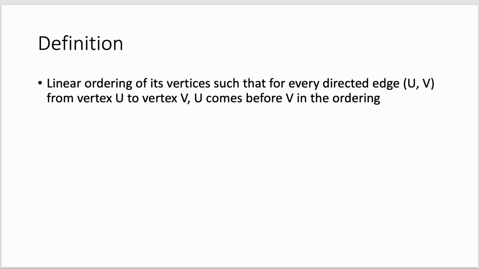It's a linear ordering of a graph's vertices such that for every directed edge uv, from vertex u to vertex v, u comes before v in the ordering. Topological sorting is not possible if there's a cycle in a graph. It's only possible for directed acyclic graphs, or DAGs for short.